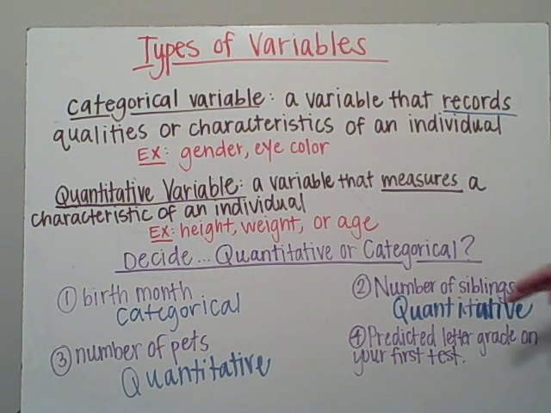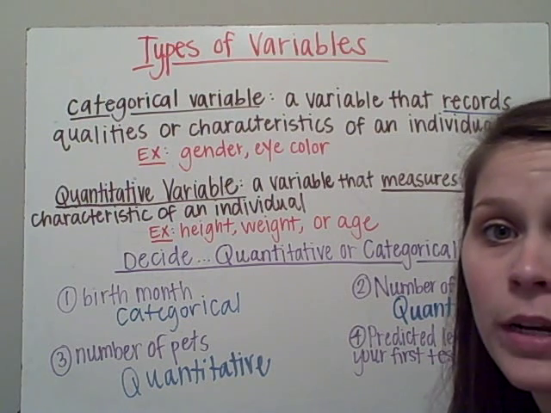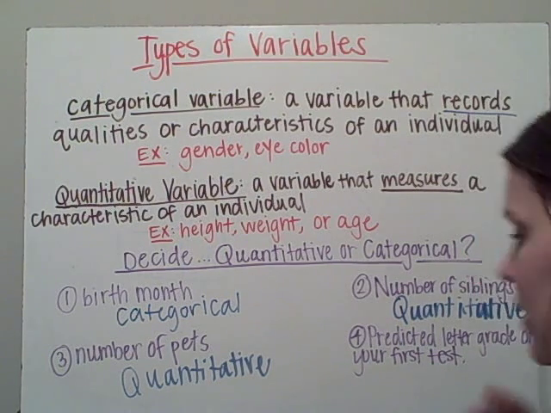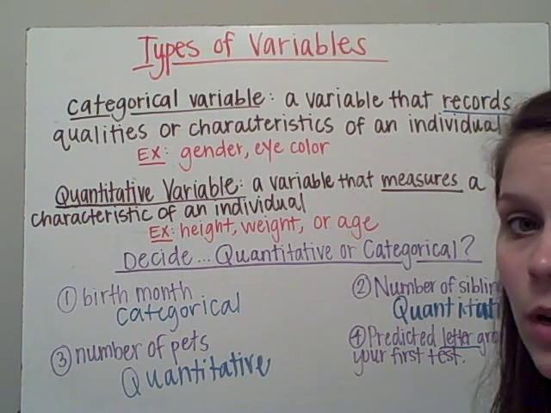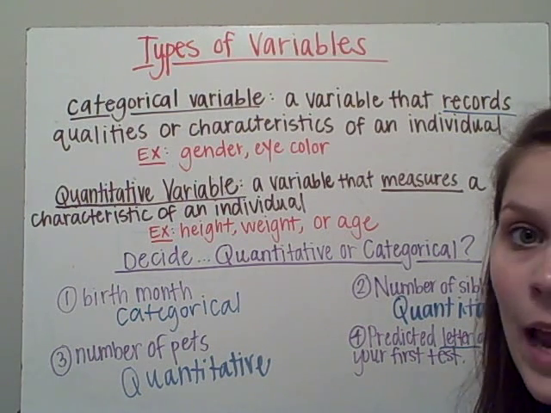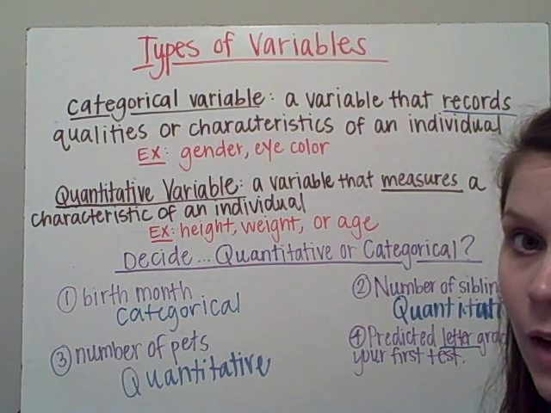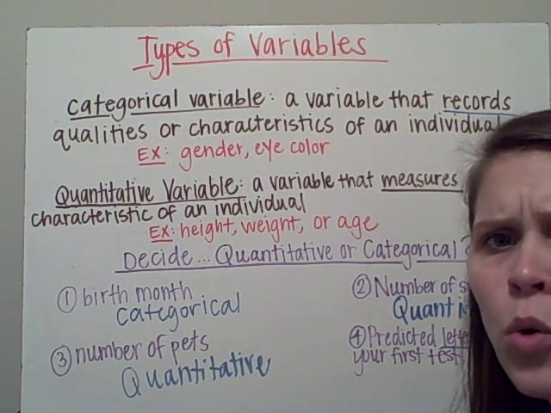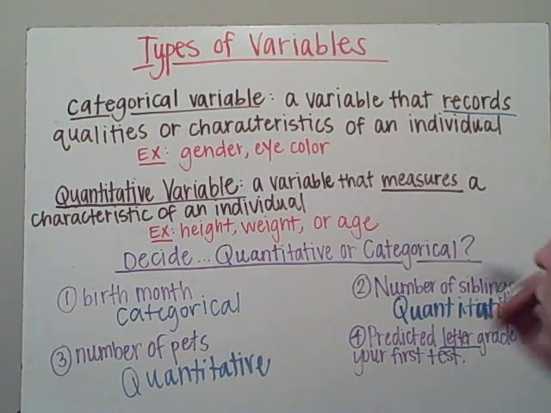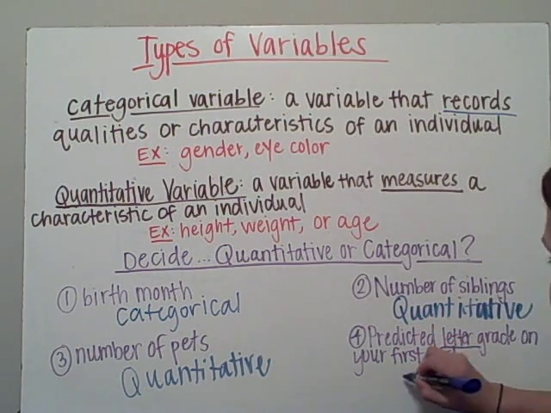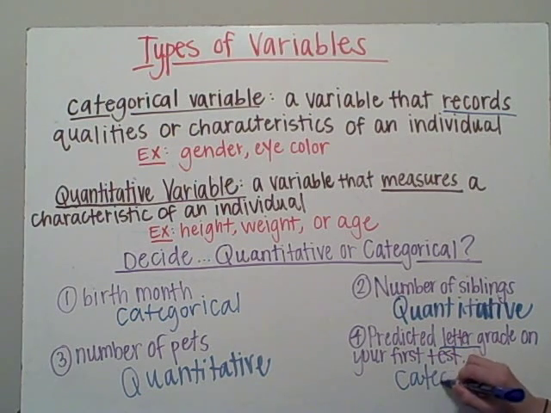And number 4, predicted letter grade on your first test. Make sure that you are reading these problems carefully because this is saying predicted letter grade, not number grade. So since it's a letter grade, A, B, C, D, or F, that is something you can only record. You can't really measure it because we're not talking about the average. So since it's only the letter grade, this one would be categorical.